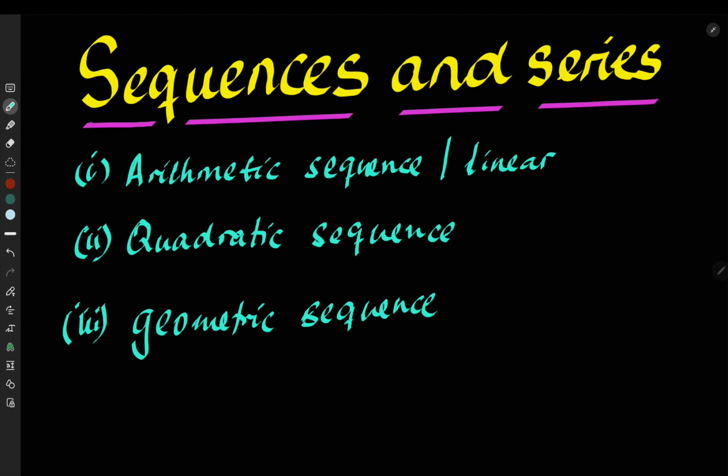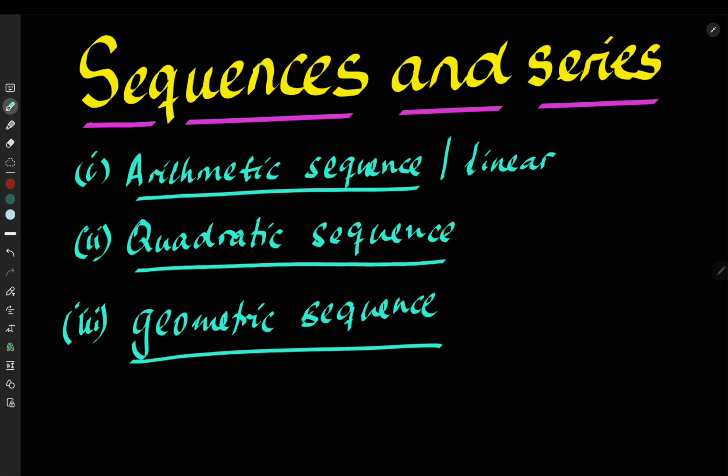Now, what you need to know about the sequences and series: there are three kinds of sequences that you need to be familiar with at grade 12. Firstly, that is the arithmetic sequence, the second one is the quadratic sequence, and the third one is the geometric sequence. So we are going to discuss these sequences in detail and separately. We'll start off with the arithmetic sequence.